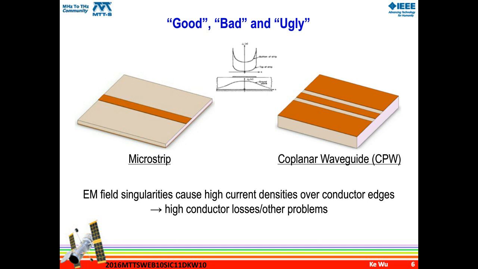Those discontinuities, because of this current singularity, create a lot of radiation problems and also mode conversion problems along the substrates. This is also a major source of high conductor loss, which is much more pronounced at high frequency.